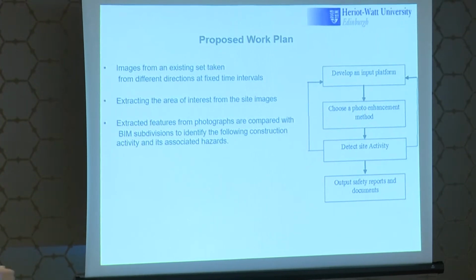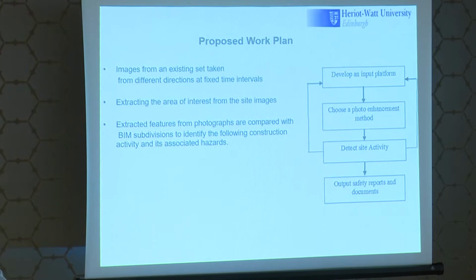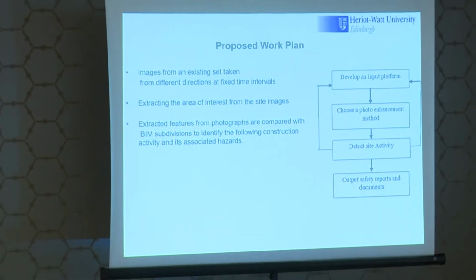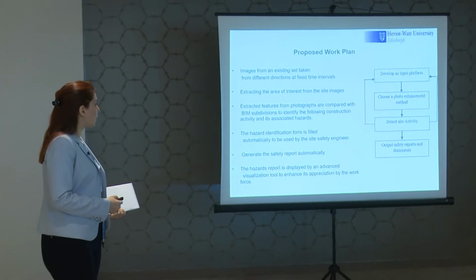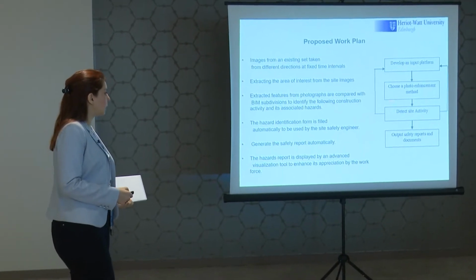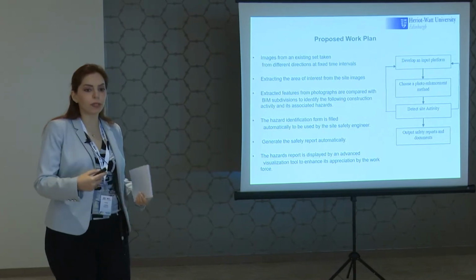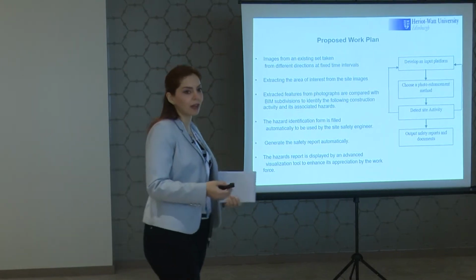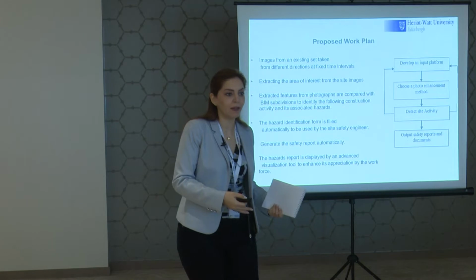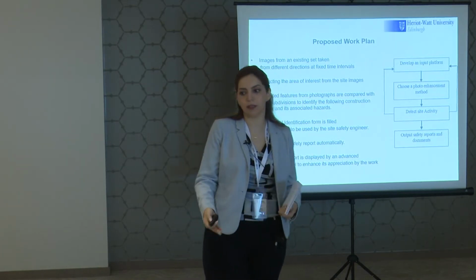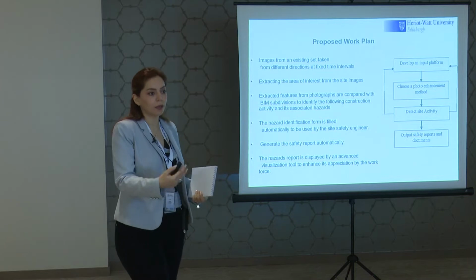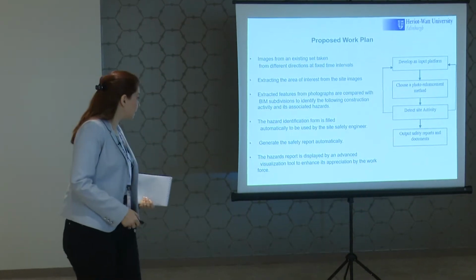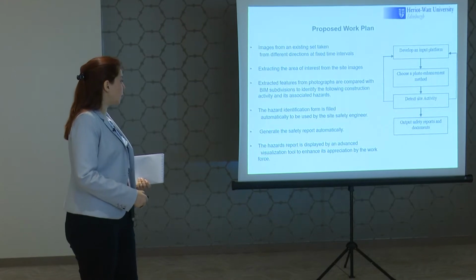Features extracted from the photograph are compared with the BIM or 3D model, depending. My case study doesn't need a BIM, so I use the 3D model. It will be compared with the BIM to identify the following construction activity and its associated hazard. We are interested in what is coming next. I'm not interested in finding out the hazard of the activity if the accident is already there. Our aim is to prevent the accident, so we need to predict what is coming in the future, what the next activity is. And then generate the safety report automatically.